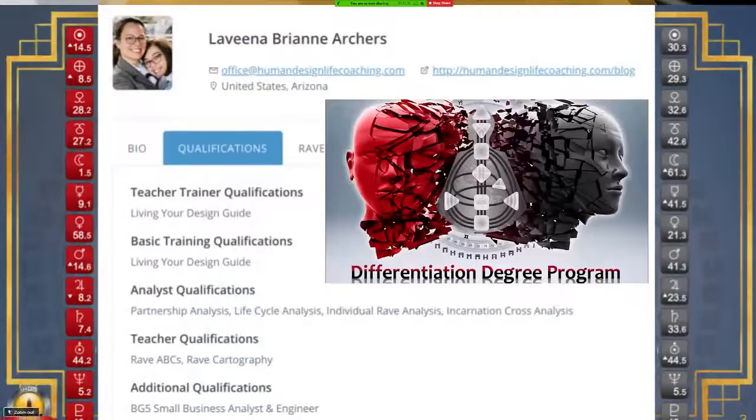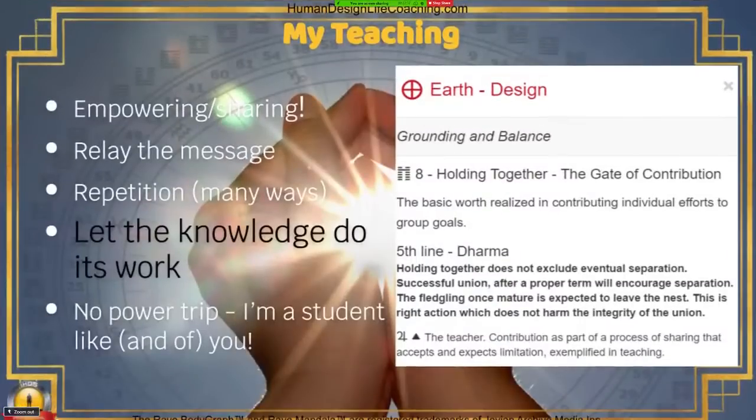So it's been definitely a really amazing journey. And my favorite thing in the world, because I do have a teacher line, you can see it's my unconscious design, is to be able to hold together a group of people that are empowered, that are moving forward together in empowerment. I let the knowledge do its work.